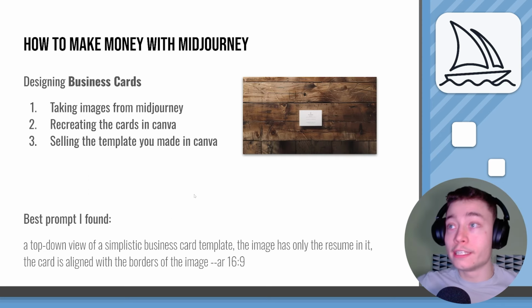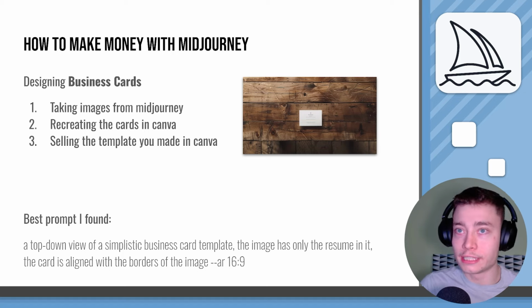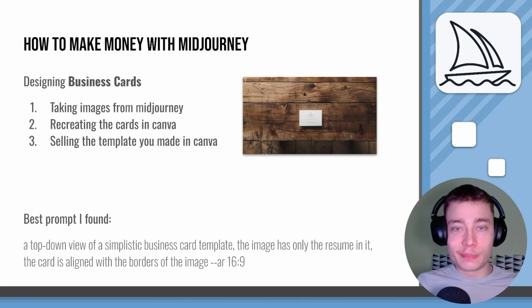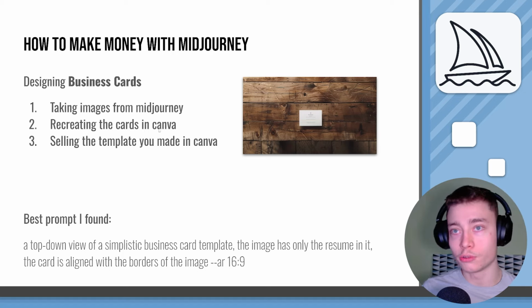Next business model is business cards. So this is great for physical, obviously brick and mortar businesses. Another bonus with this is that a lot of these businesses never even heard about AI art. So number 1, taking the image from Midjourney. Number 2, recreating the cards in Canva. If you don't want to use Canva, if you have Photoshop, obviously you can do Photoshop.